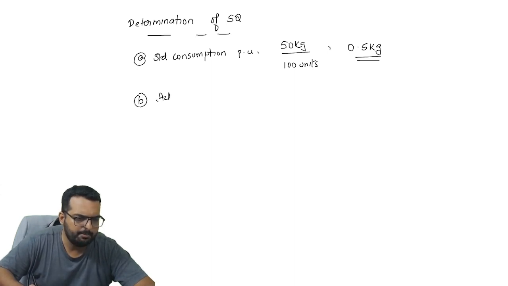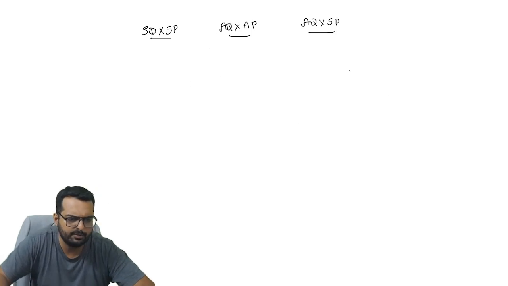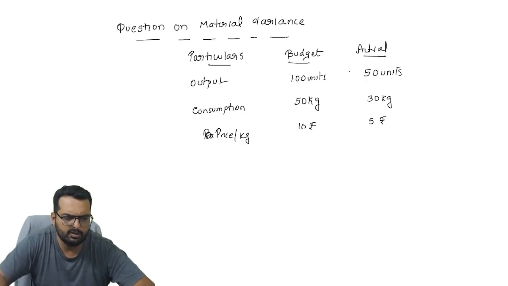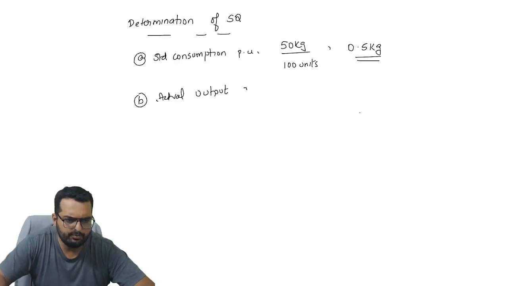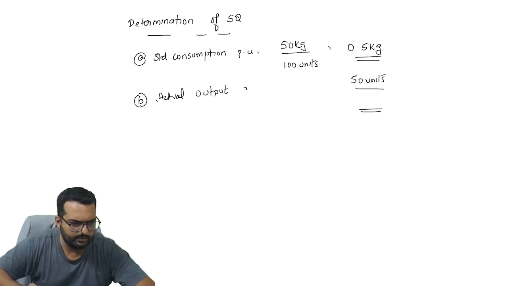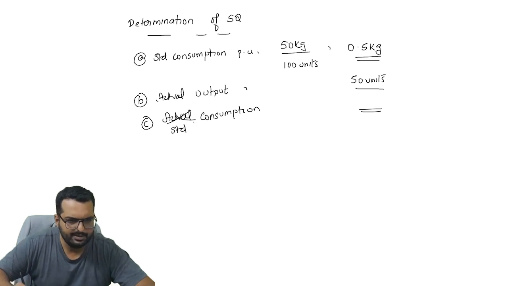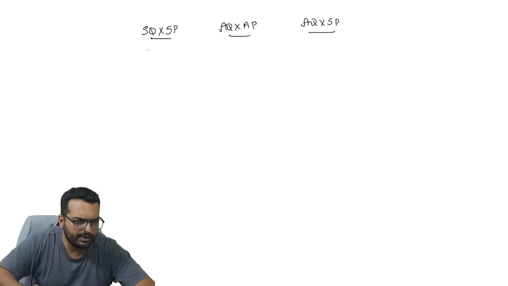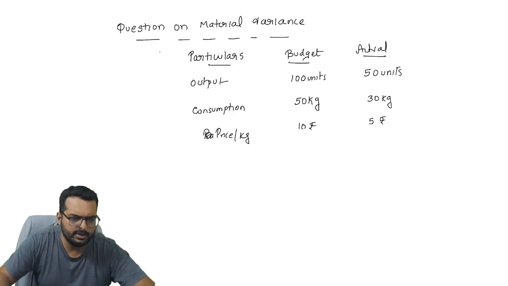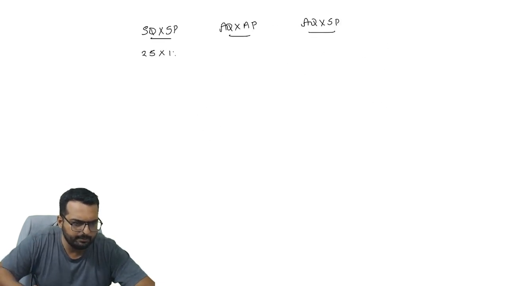Am I right? But what is the actual output that you have got over here, friends? The actual output turns out to be how much? It will be 50 units. Therefore, what is the actual consumption that you are getting over here? Not actual consumption. Standard consumption will be how much? It will be 25 kg. So this will be 25 kg into 10 rupees.